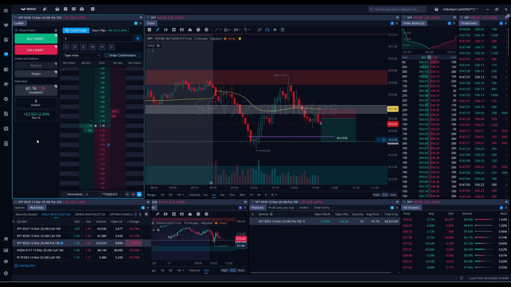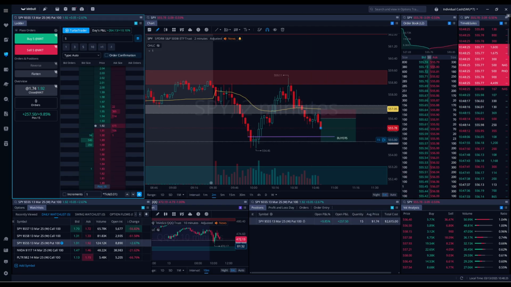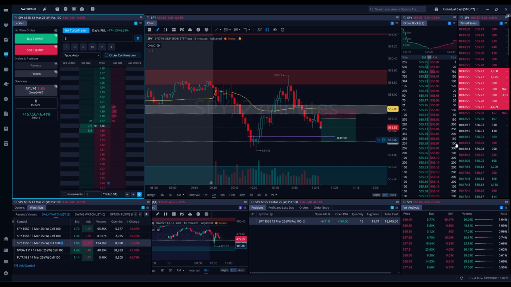Here we go. Up about 5%. We got to take this wick. We got to take this. There's a buyer there, passive buyer. There you go. You just got filled. You see that on the time and sales? Just got filled about 6%.